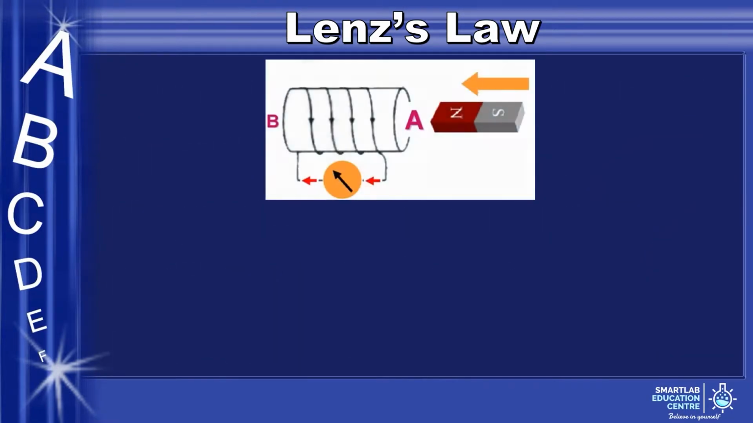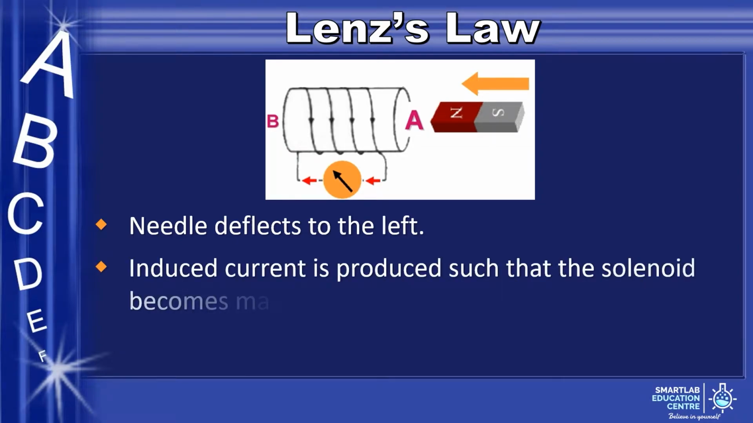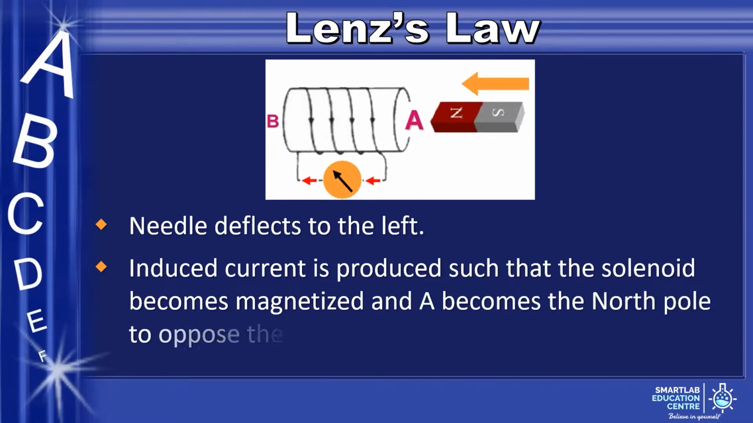Take a look at this circuit. In this circuit, the magnet is being brought closer to the solenoid. This results in the needle deflecting to the left. Why? Well, the induced current is produced such that the solenoid becomes magnetized, and the point nearest to the magnet becomes the north pole to oppose the approaching magnet.